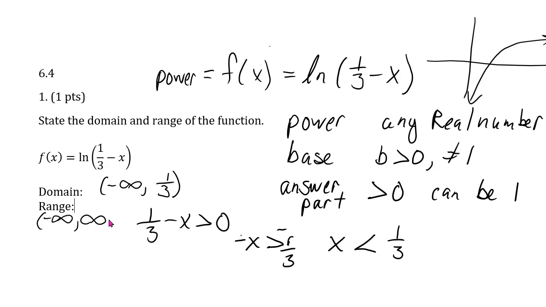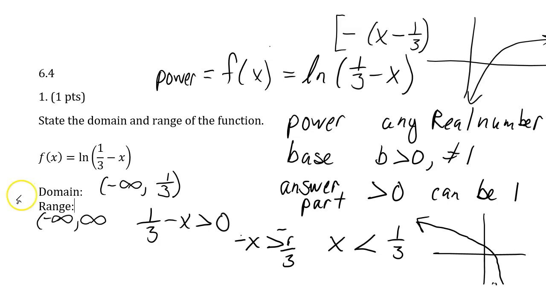We could think about this one instead as representing a negative times an x minus a 1/3. This means that the graph has been shifted to the right by 1/3 and reflected across the y-axis. The actual shape of this graph then has to be a little bit to the left of 1 and coming up like this.